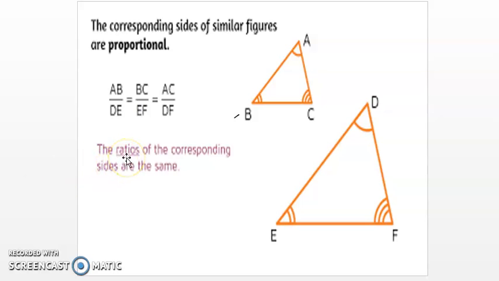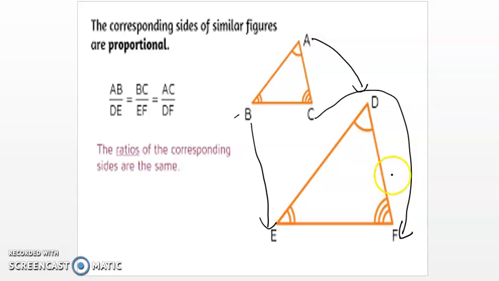In this slide, we will go into more detail on what we mean by corresponding angles and corresponding sides being proportional. So let's see. As you can see, we have two triangles ABC and DEF. Point A corresponds to point D, point B corresponds to point E, while point C corresponds to point F.